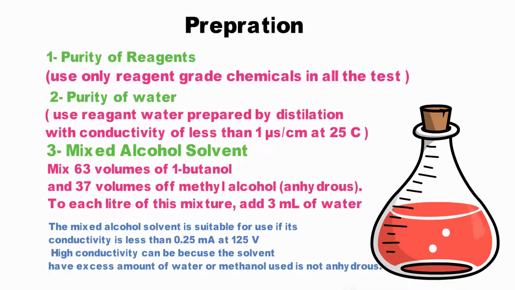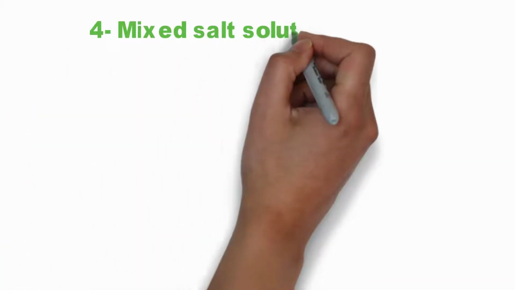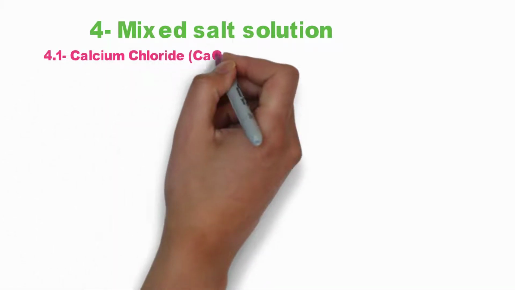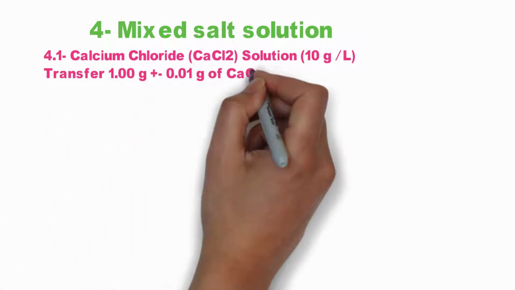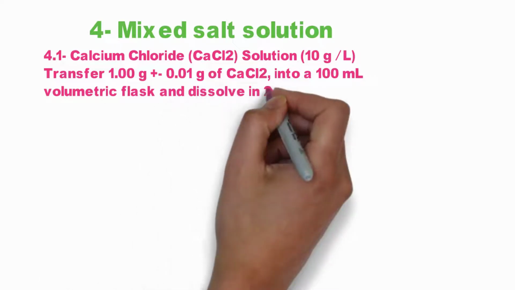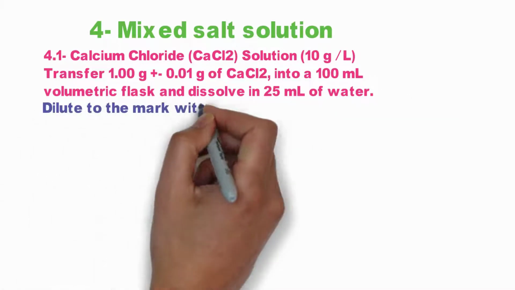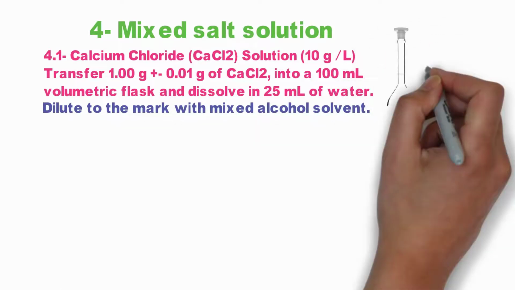not anhydrous. Now we need to prepare 3 mixed salt solutions and we will start with the calcium chloride solution, 10 gram per liter. Transfer 1 gram plus or minus 0.01 gram of calcium chloride into a 100 ml volumetric flask and dissolve in 25 ml of water. Then dilute it to the mark with the mixed alcohol solvent.